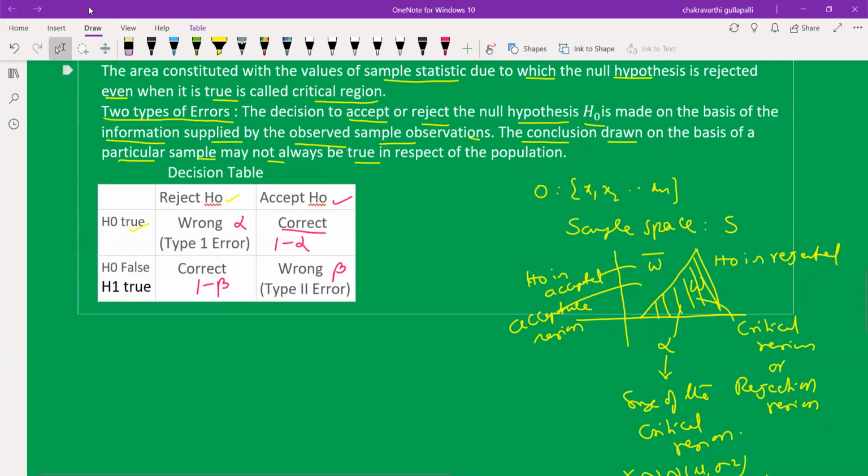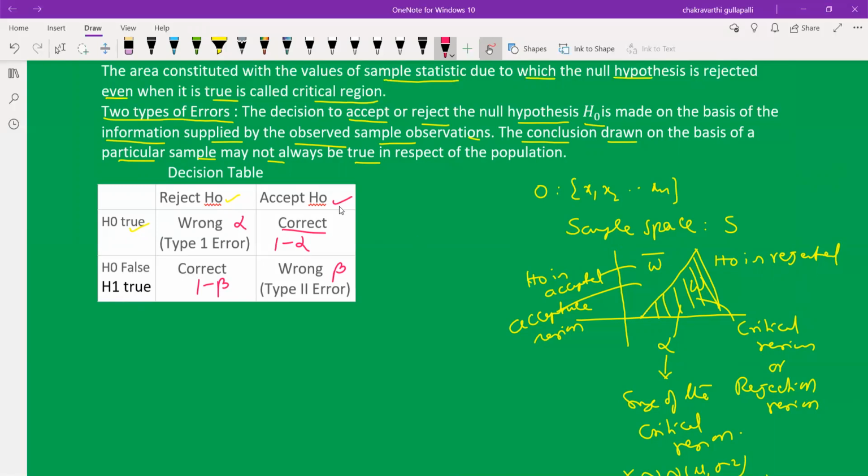Now H naught is false. Reject H naught when H naught is false. That is the correct statement. Reject the null hypothesis when H naught is false. So H naught is false, definitely we have to reject H naught. So automatically, alternatively, H1 is true. When H naught is false, it means H1 is true.